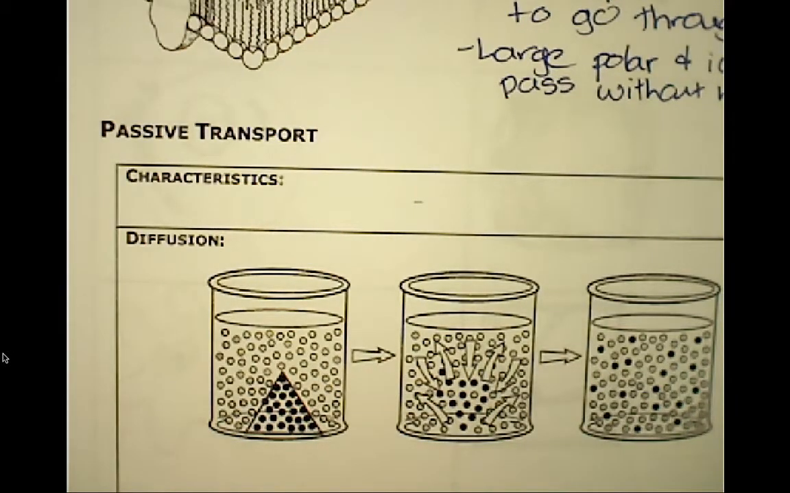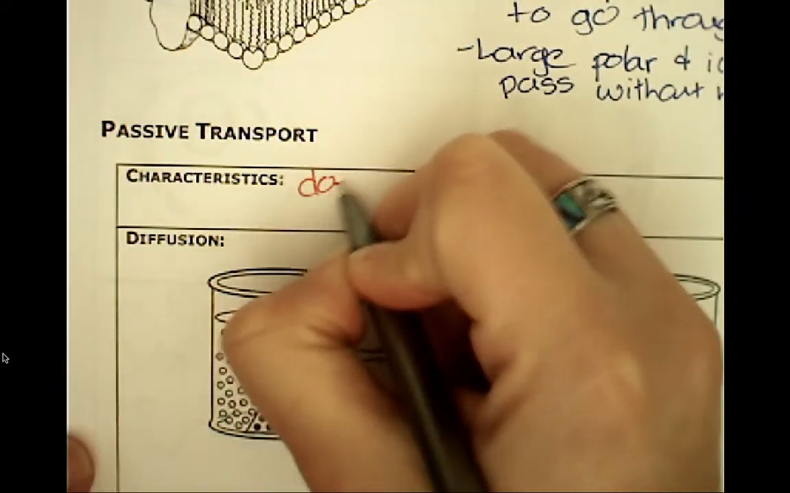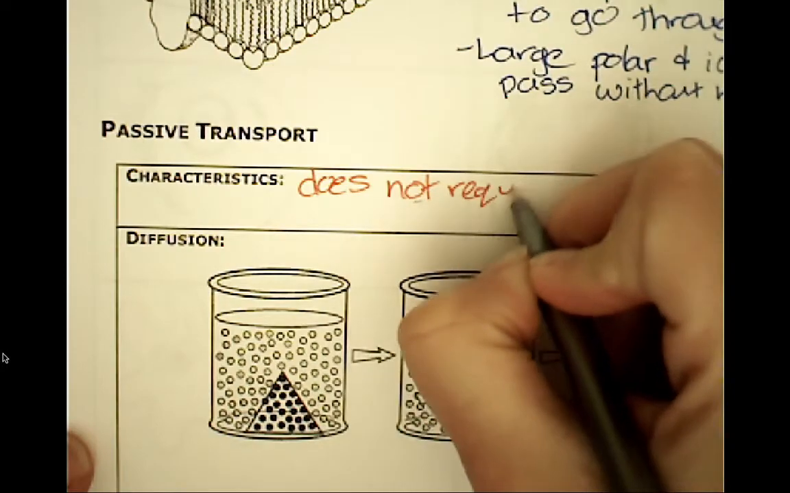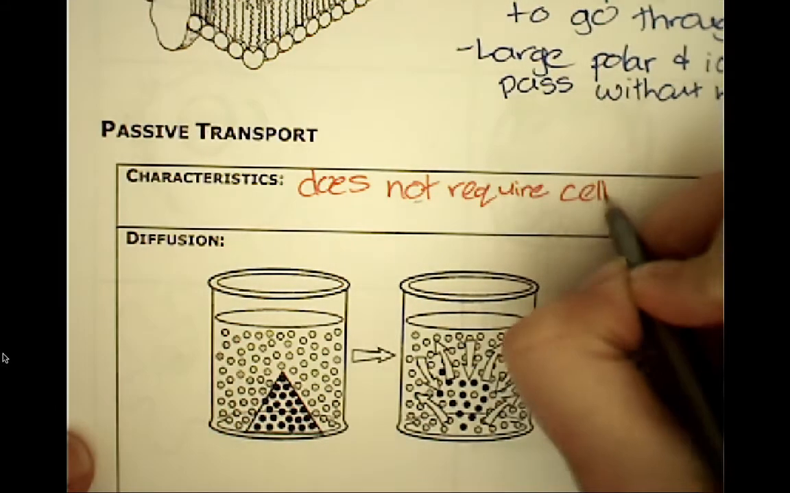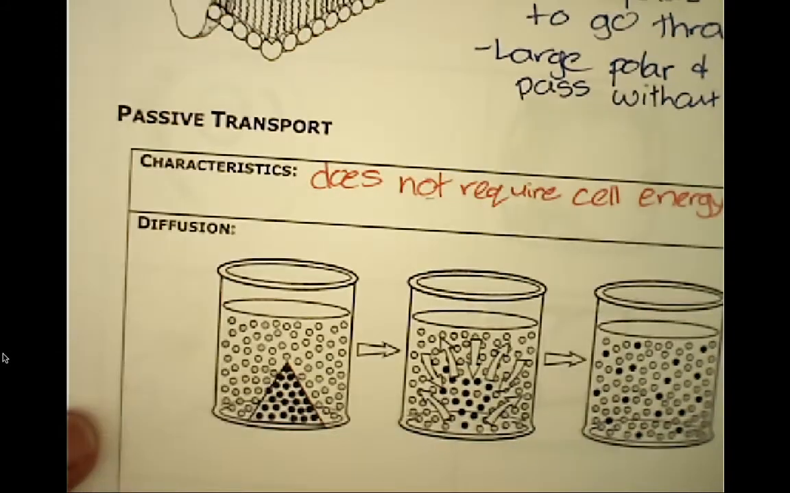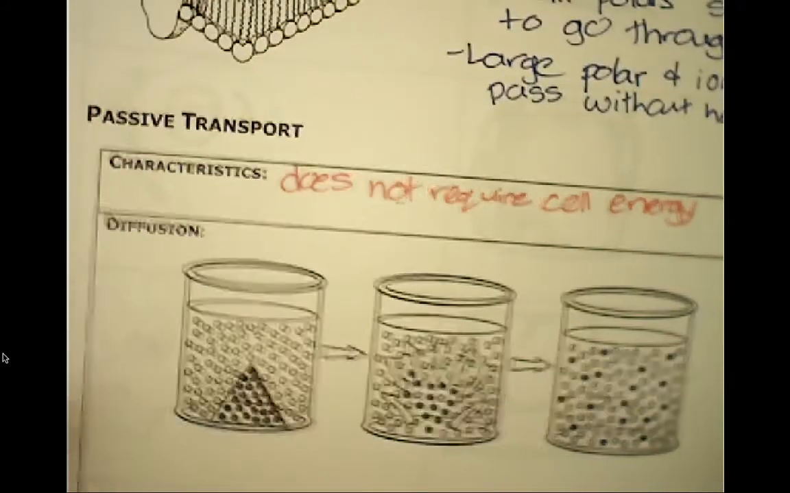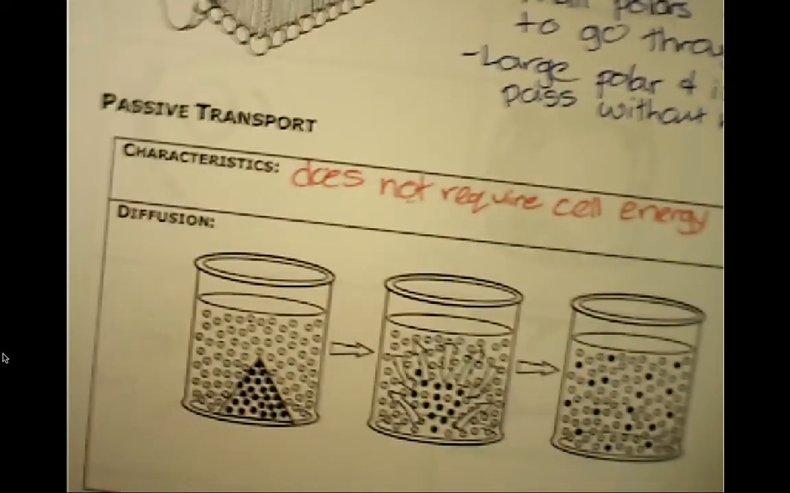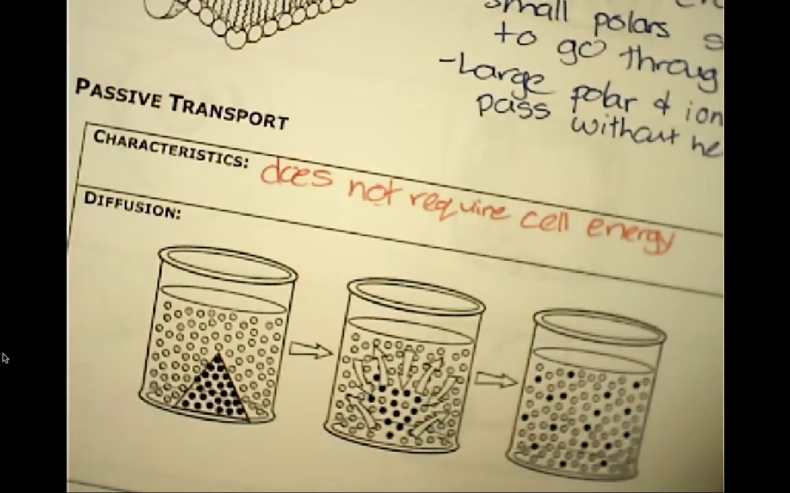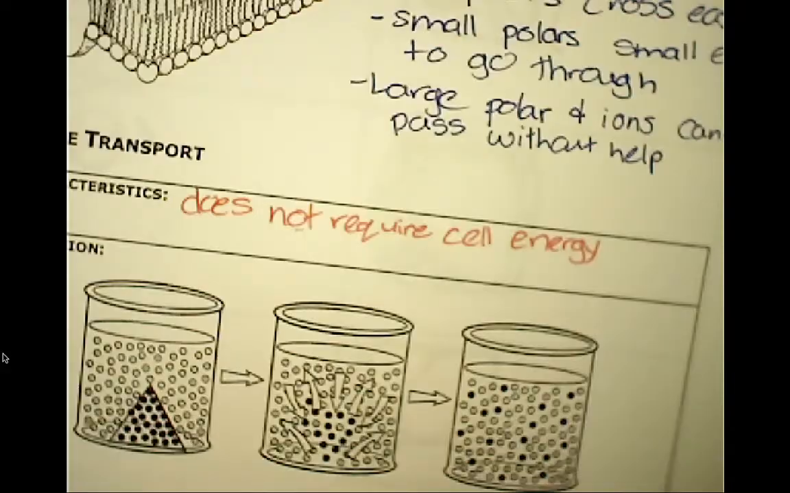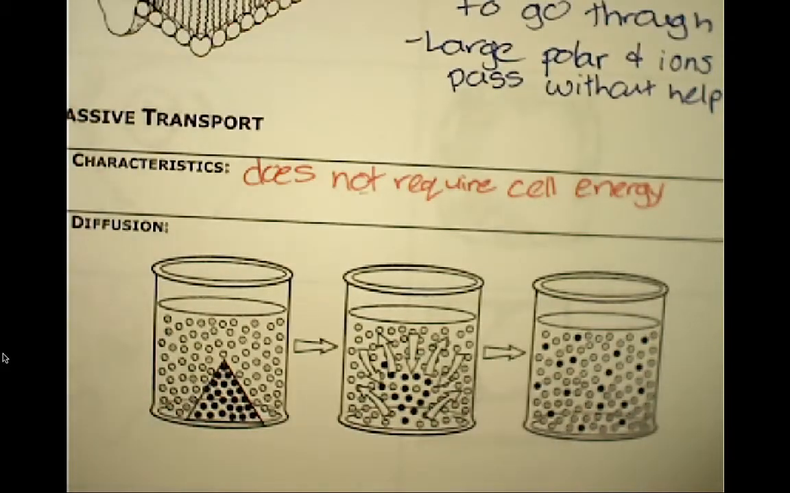So let's talk about passive transport. The key thing is it does not require cellular energy. And if you're asking yourself what is cellular energy, you should be answering ATP, okay? So it does not require ATP, it does not require cellular energy for it to get through. So does not require cellular energy, key part.